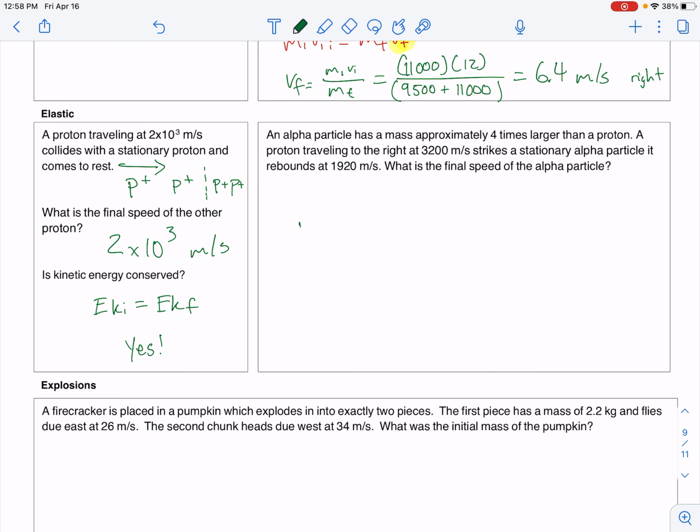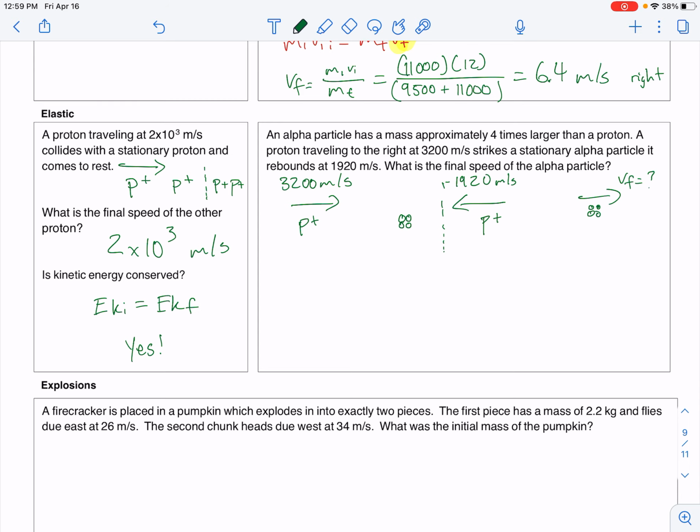Okay, so draw it out. We have our proton moving to the right, velocity of 3,200 meters per second. It's going to hit our alpha particle. And we see that our proton rebounds off with a velocity of negative 1,920 meters per second. And our alpha particle is moving the opposite direction. And we're trying to figure out, what is that?